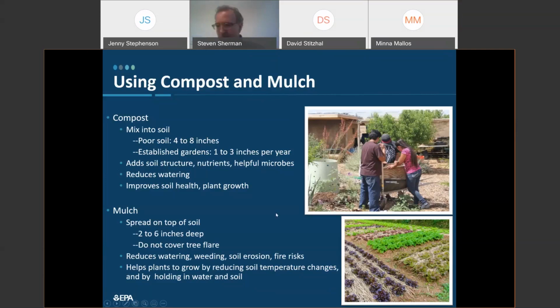I want to open it for a minute here, David, to questions about mulch and mulching, or even just a quick comment about whether there's experience in doing this on a community scale.